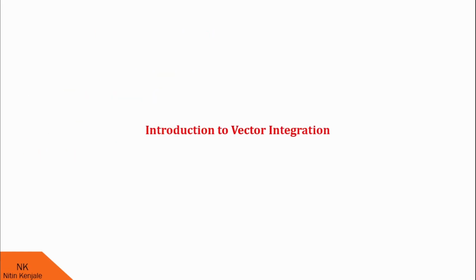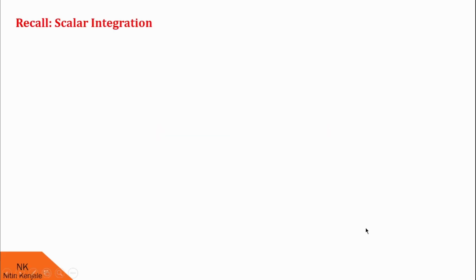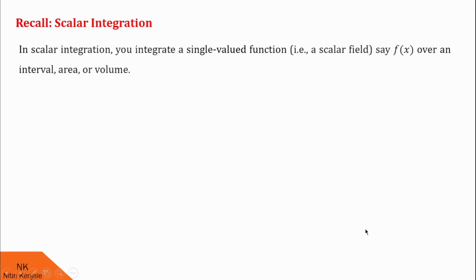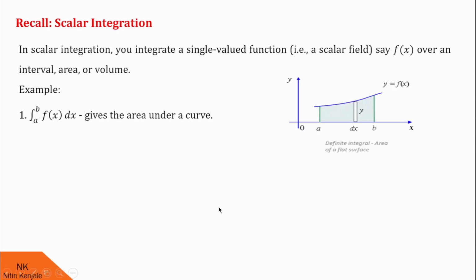So let us proceed with introduction to vector integration. For that, we first recall scalar integration. In scalar integration, you integrate a single valued function, that is a scalar field, say f of x, over an interval, area or volume. For example, integration of f of x dx over the limits a to b gives the area under the curve y is equal to f of x from x is equal to a to b.